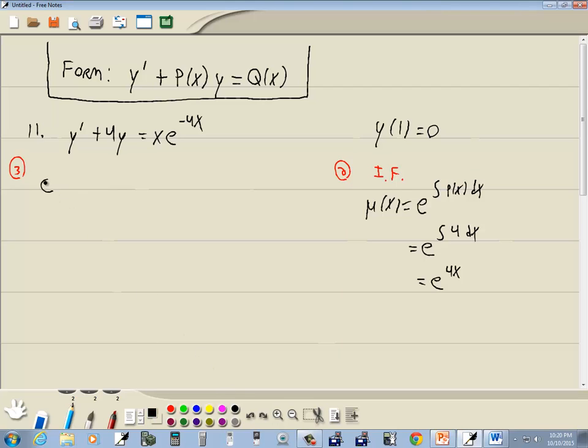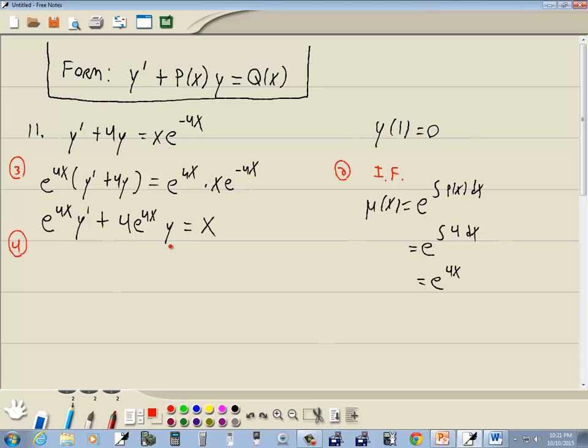So we got e to the 4x times y prime plus 4y equals e to the 4x times x e to the negative 4x. That gives us e to the 4x y prime plus 4e to the 4x y. Now over here, e to the 4x times e to the negative 4x, you add the exponents. 4x minus 4x gives you 0, so we got e to the 0, which is 1. So that simply gives us an x over here.